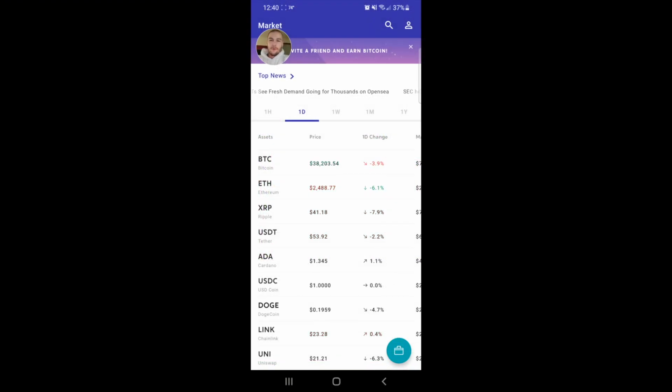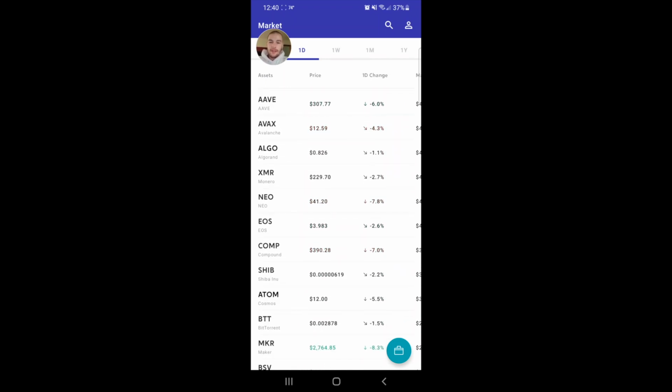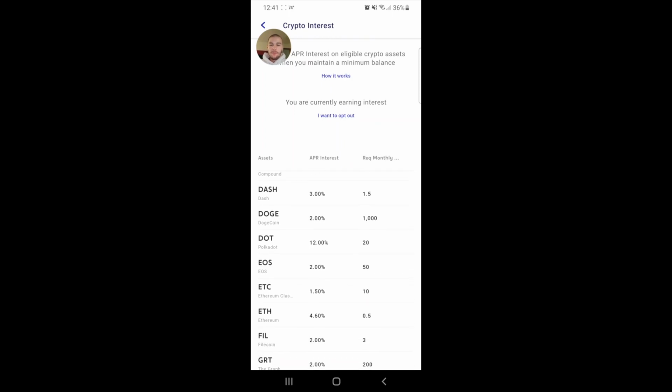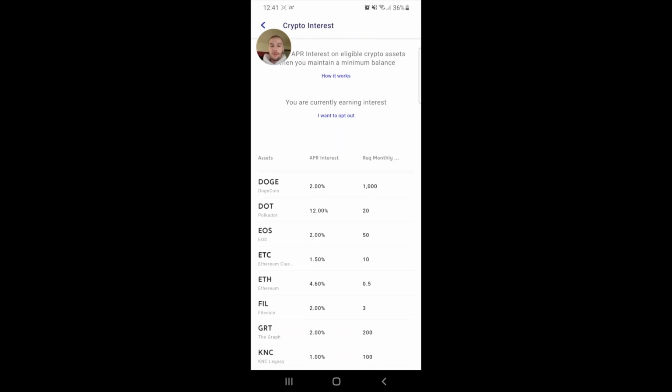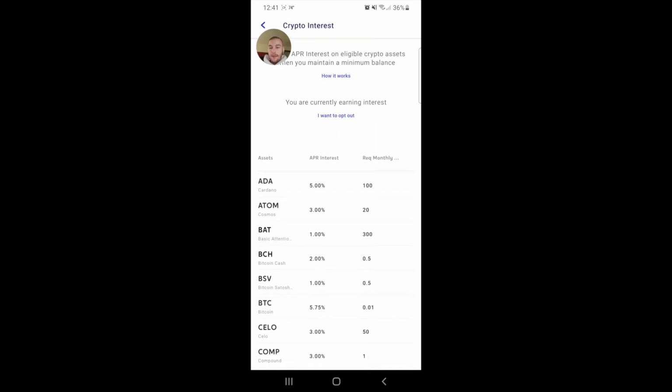All right, so we got the Voyager exchange open here, and this is just another exchange that can offer some different coins that either Coinbase or Binance doesn't have. But the thing I like about it most is we pull up this crypto interest page here. By simply holding the required monthly balance, we can earn interest just by holding our long-term holds. So you can see here we can earn 12% back by holding 20 Polkadot, or we can get 4.6% back by holding Ethereum.